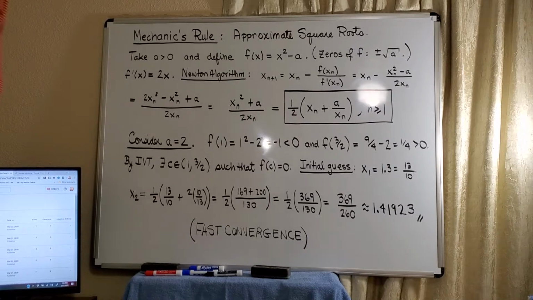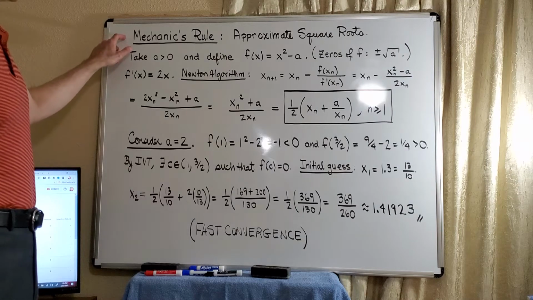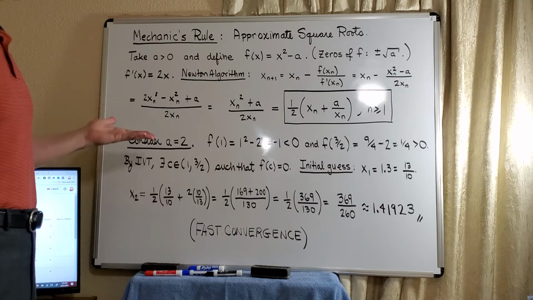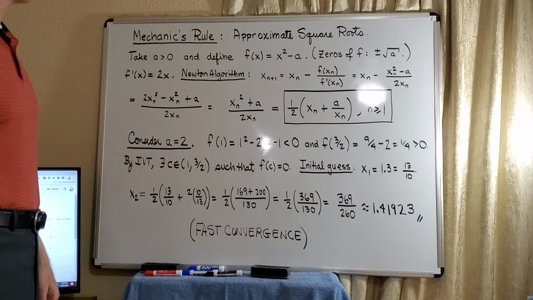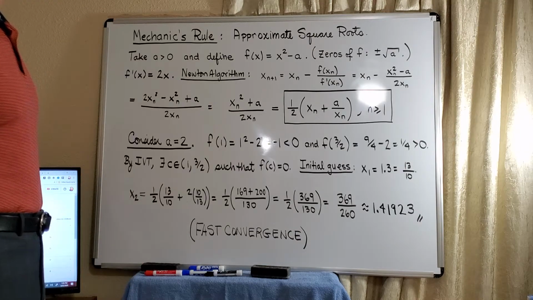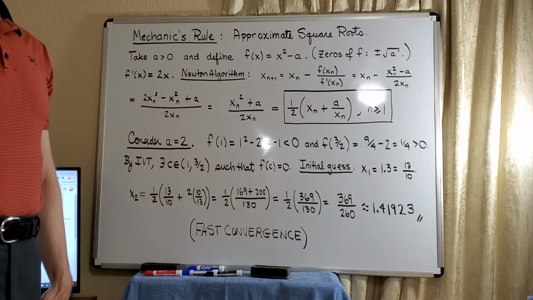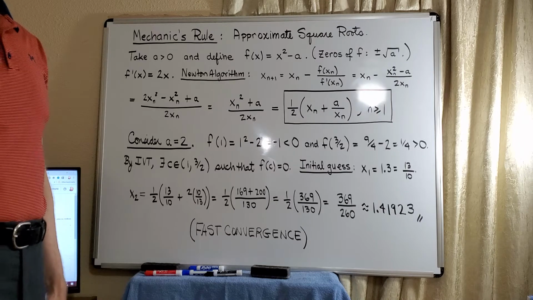Let's approximate square roots using a very popular rule. It's called Mechanics' rule, and we can actually derive the formula using Newton's method. So we need a function, and it makes sense to write a function whose zeros are the square roots of the number we're trying to approximate.